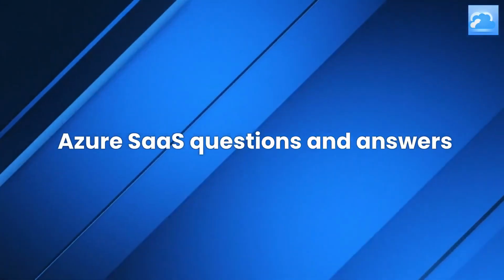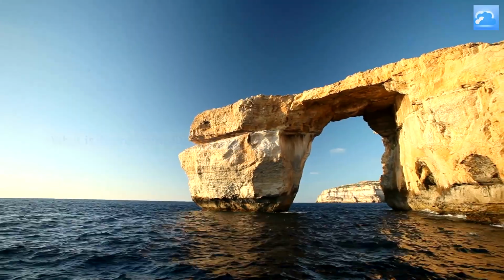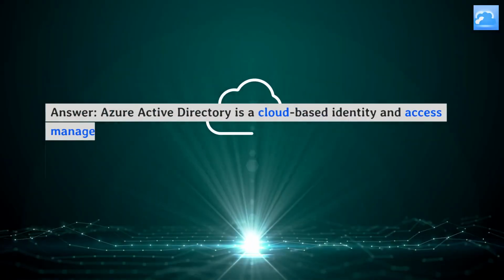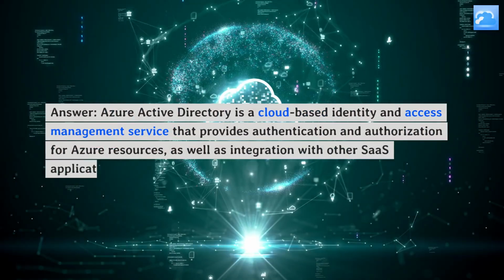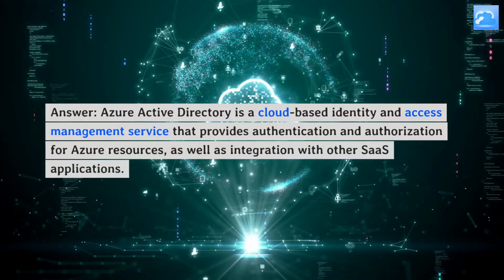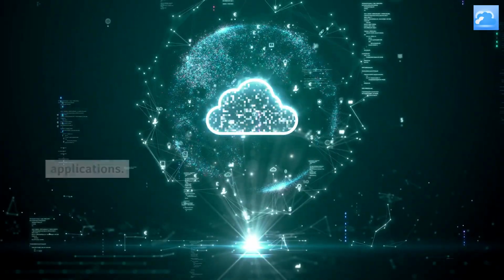Azure SaaS questions and answers. What is Azure Active Directory used for? Answer. Azure Active Directory is a cloud-based identity and access management service that provides authentication and authorization for Azure resources, as well as integration with other SaaS applications.